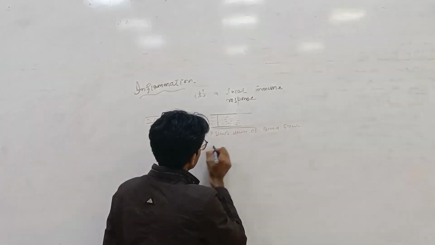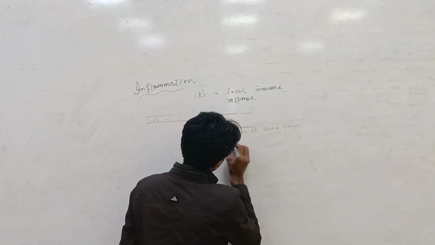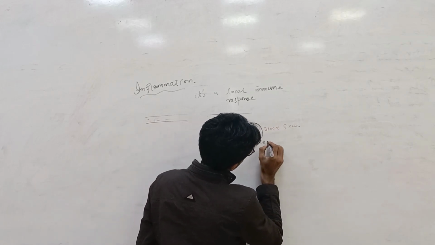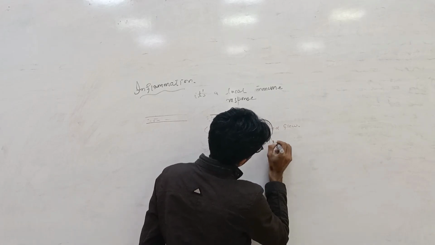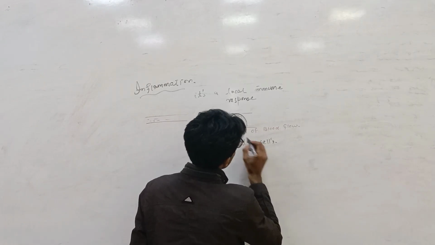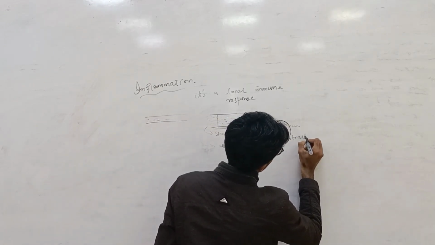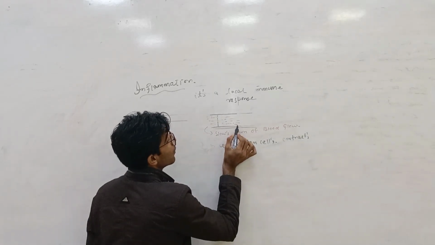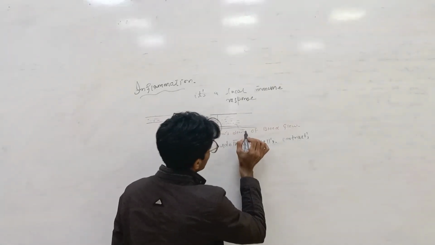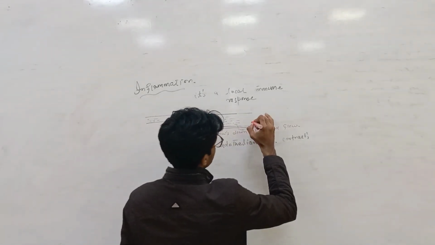The endothelial cells that are present in the wall of the vessel contract, and that allows fluid to go toward the tissues.